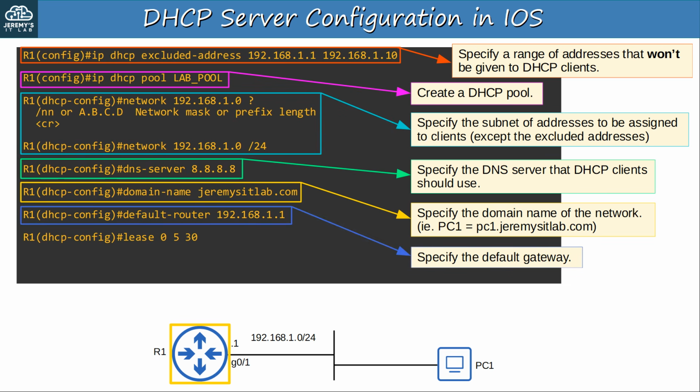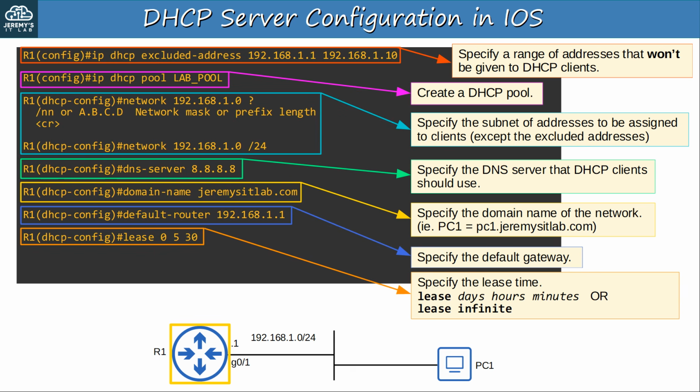Then there's the default-router command. What's this? It's the default gateway. So R1 will tell clients to use its address, 192.168.1.1, as their default gateway. You can also configure the lease time. I specified 0 5 30, which is 0 days, 5 hours, and 30 minutes. You can also enter lease infinite, although as I have said before, that's not recommended. So when PC1 comes online and sends its DHCP Discover message, perhaps it will be assigned .11, the first available address, since .1 through .10 are reserved.